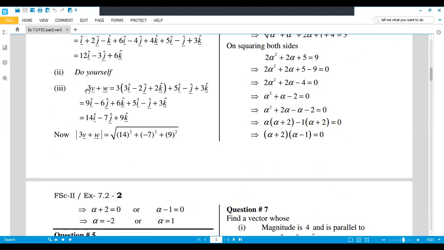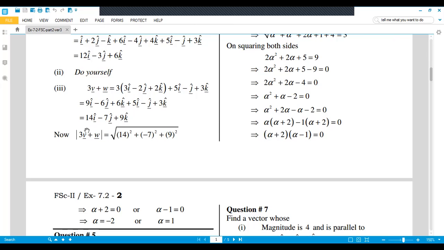So first of all, we find 3v + w. 3 as it is, and in place of v we put the vector v value, which is 3i - 2j + 2k, and then plus the w value, 5i - j + 3k. So this 3 multiplies inside the bracket: 3 times 3 is 9, 3 times 2 is 6, 3 times 2 is 6. Then we add: 9 + 5 is 14i, -6 - 1 is -7j, and 6 + 3 is 9k. So we find 3v + w.